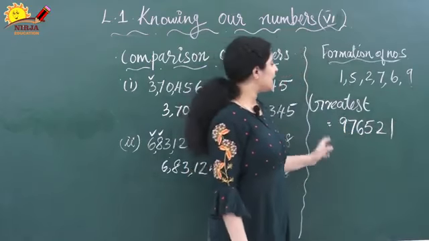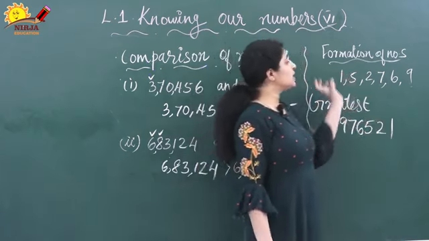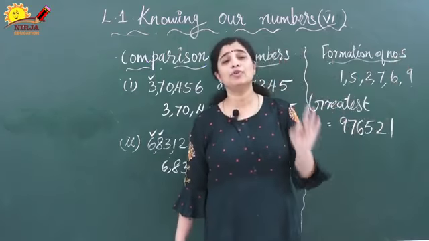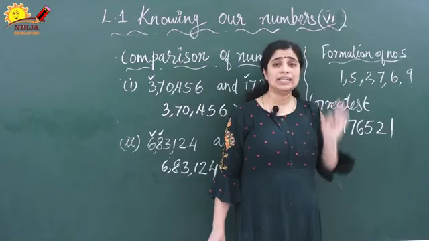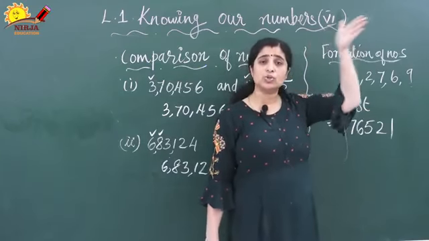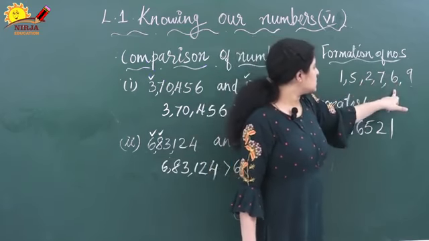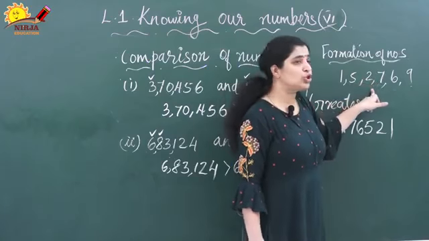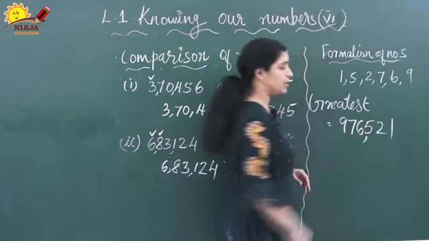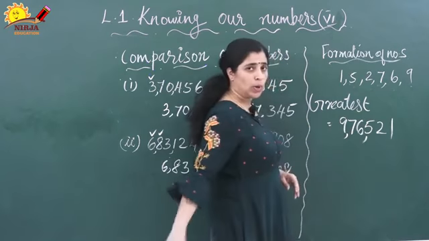So this is the greatest 6-digit number that can be formed using these 6 digits. What you have to do is write the given digits in descending order. Descending means from greater to smaller. So here 9, then 7, 6, 5, 2 and 1. How can you read this number? After each period you have to insert a comma, here 1 comma and here 1 comma.